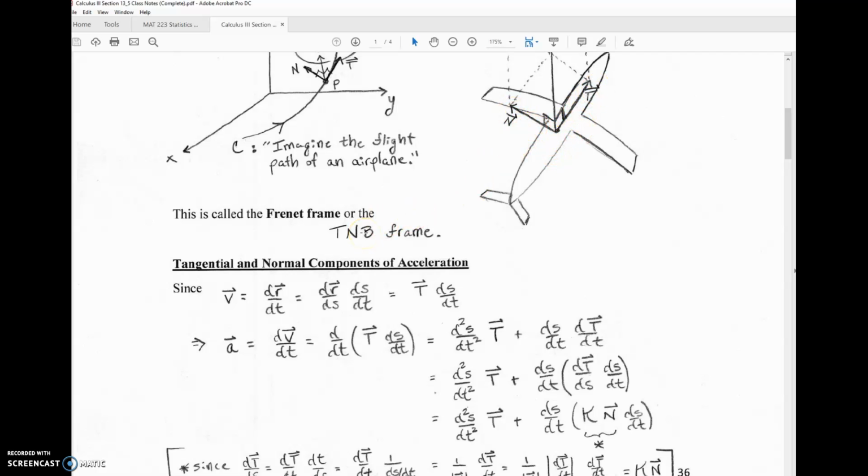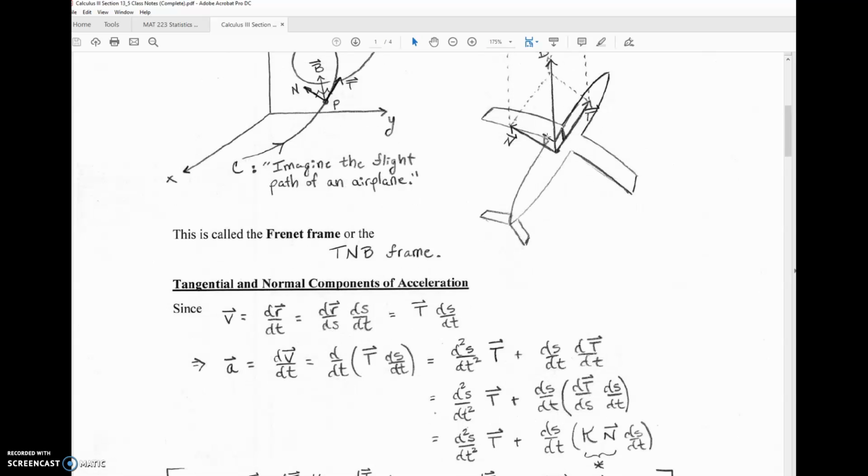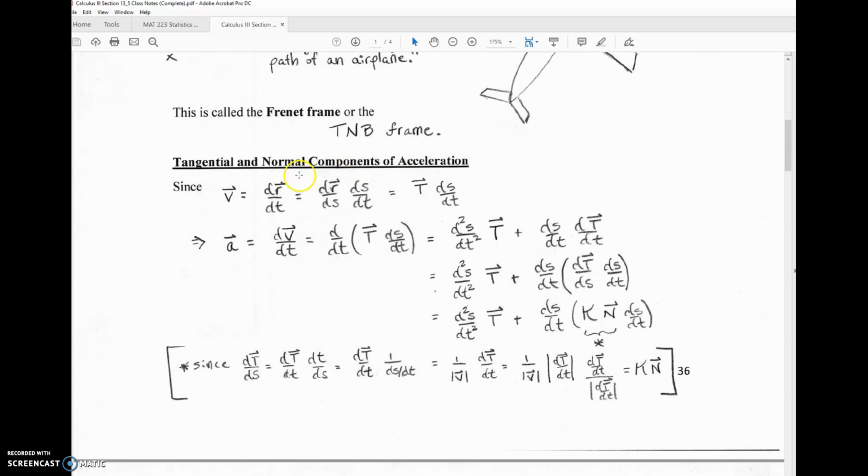If we just take the acceleration a of t as a derivative of velocity, v prime of t, that will be in terms of I, J, and K. It will not be in terms of this frame, the TNB frame, and we would like it in terms of the TNB frame. So how are we going to do that? Since velocity is dr/dt, I can play along with the differentials here a little bit and say that's dr/ds, the derivative of the position function with respect to arc length, times speed, ds/dt. In other words, ds/dt is speed, and the derivative of r with respect to the arc length is T.